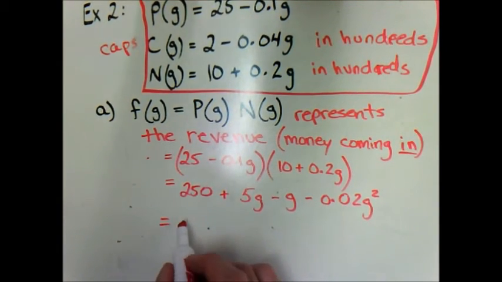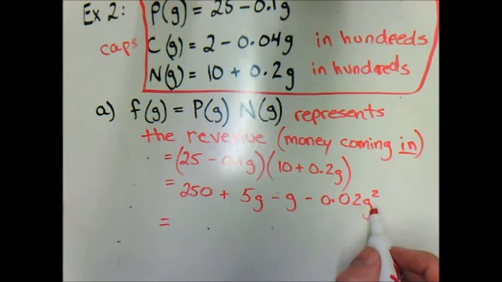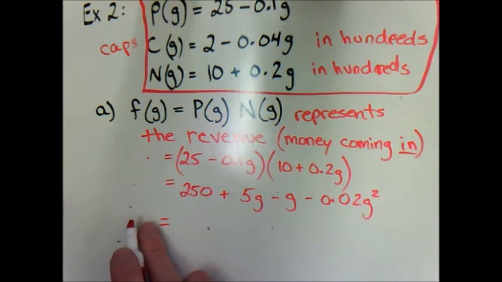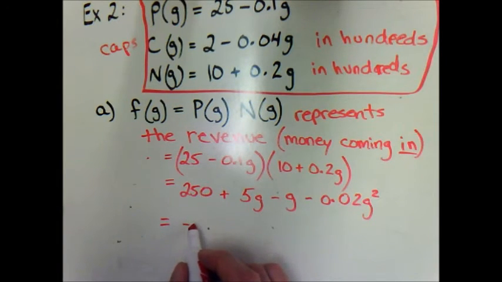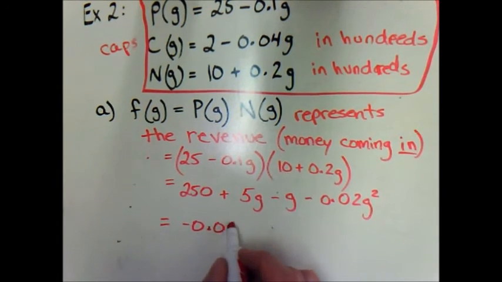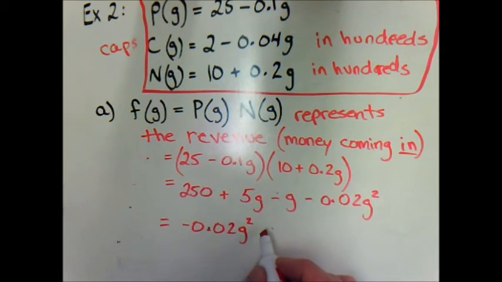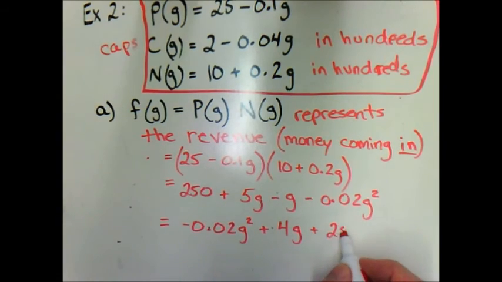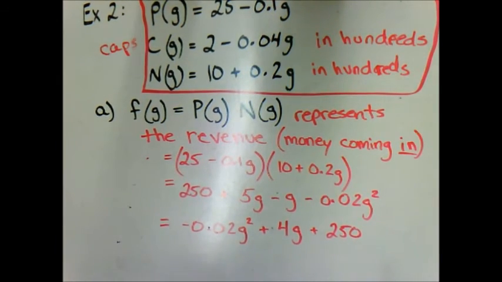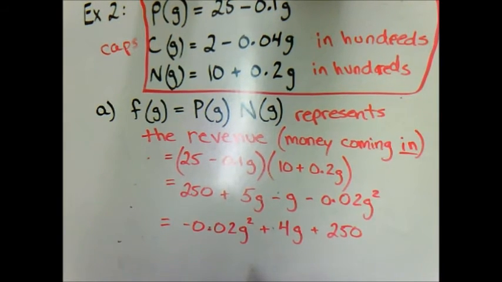Now we can group like terms and rearrange so that our squared, our highest order term, is in front. We've got negative 0.02g squared plus 4g plus 250. So then we would be required to graph this function.